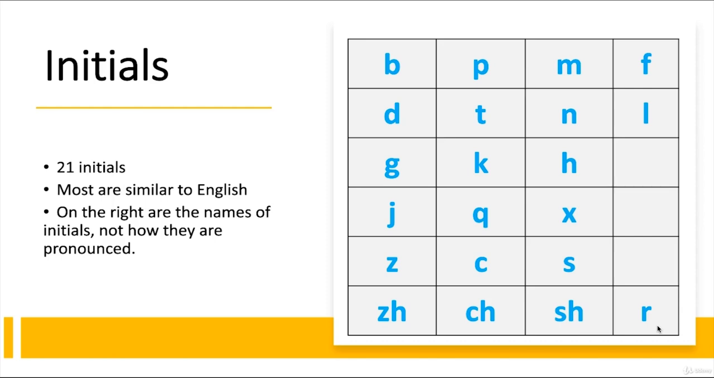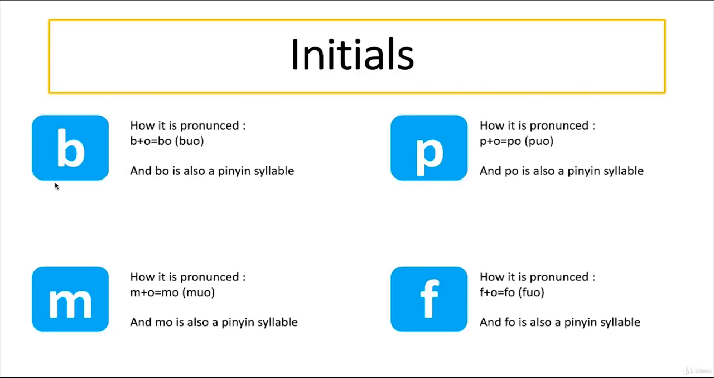Okay, let's take a look at all of them one by one. Let's take a look at the first one. It looks like B in English IPA. In English, it's a voiced consonant, but in Chinese, it's a voiceless consonant. So when we pronounce it, we would combine it with a final.